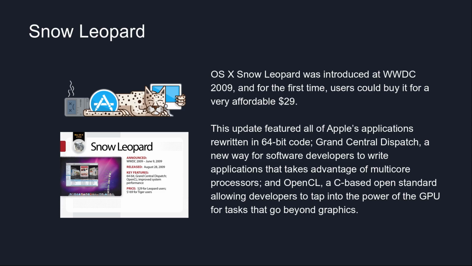This update featured all of Apple's applications rewritten in 64-bit code, Grand Central Dispatch, a new way for software developers to write code applications that take advantage of multi-core processors, and OpenCL, a C-based open standard allowing developers to tap into the power of the GPU for tasks that go beyond graphics. 10.6 also built off the previous OS, hence the name Snow Leopard, with further enhancements such as faster disk ejecting, quicker Time Machine backup, faster boot and shutdown times, and faster installation.